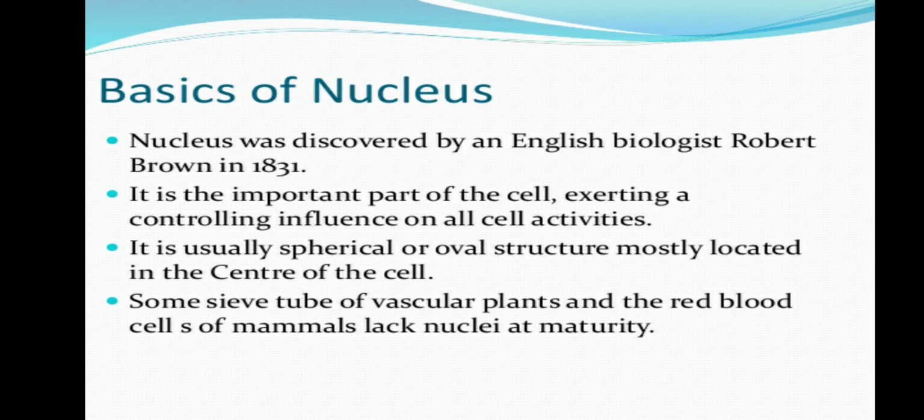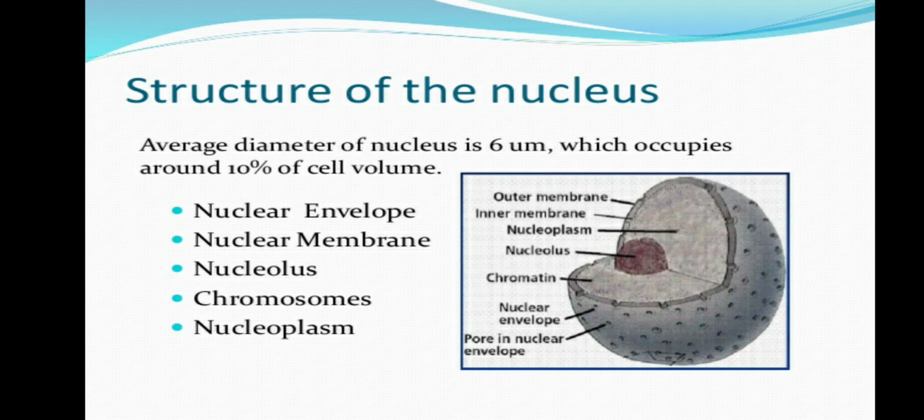They are the type of phloem, they are the part of phloem tissue. So, sieve tubes and red blood cells both lack nucleus at maturity. In plant cell, nucleus is present towards the periphery, towards the corner, while in animal cell, nucleus is present at the center. Okay. So, what are the parts of the nucleus?